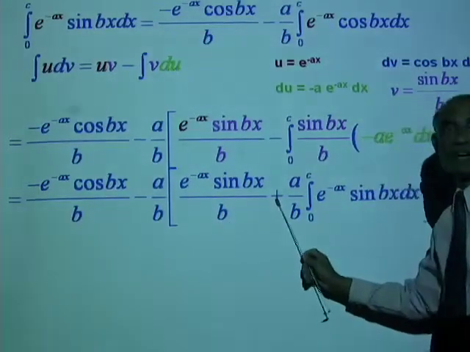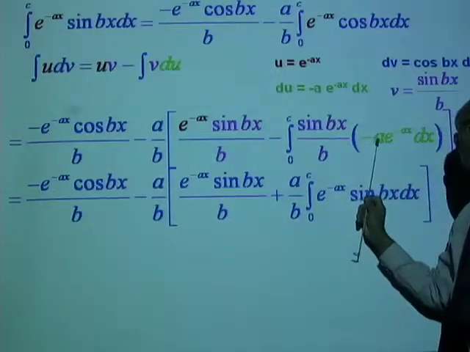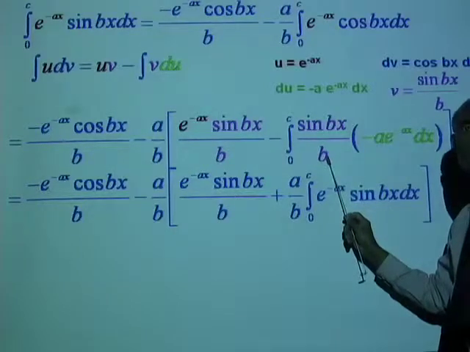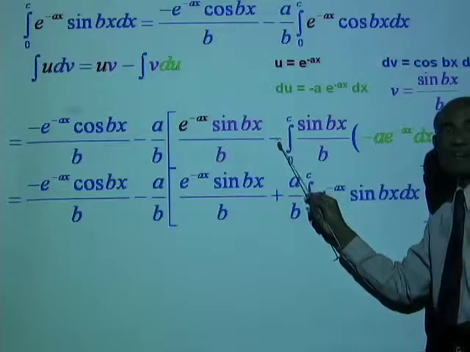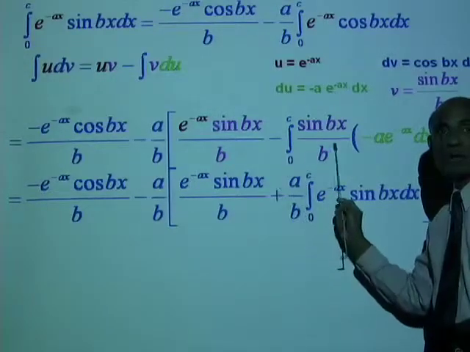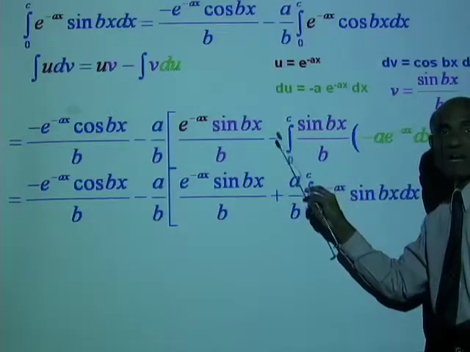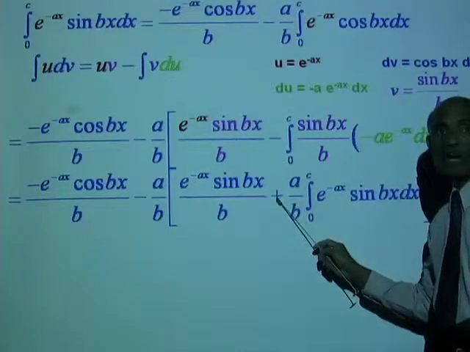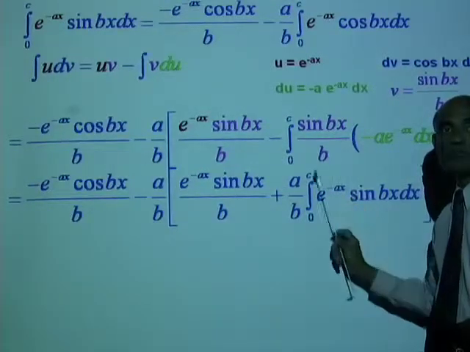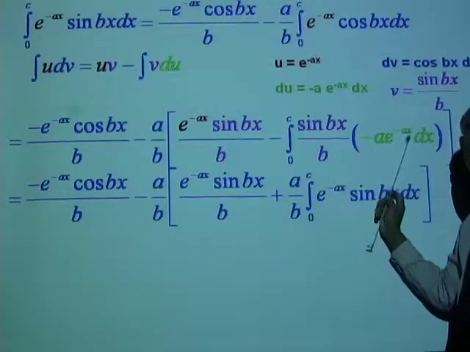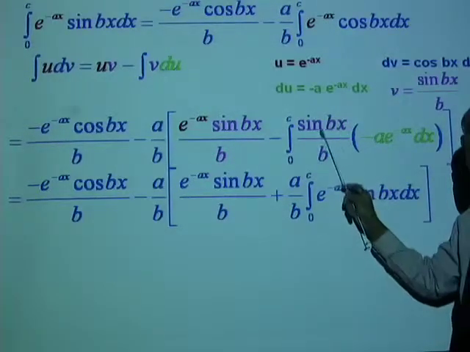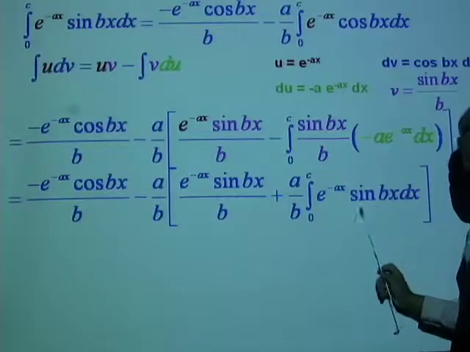The change we have there is a over b has come out. There's something else that came out. If you notice, that negative sign becomes positive. How? We brought out that negative sign and that made this positive. That will be a over b came out. What is left there is e to the power of negative ax sine bx dx.